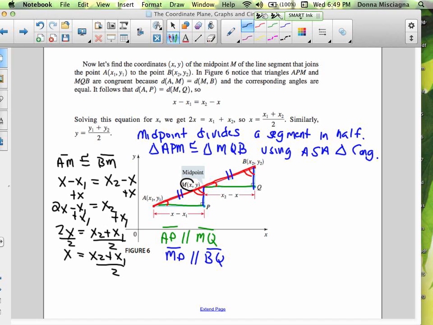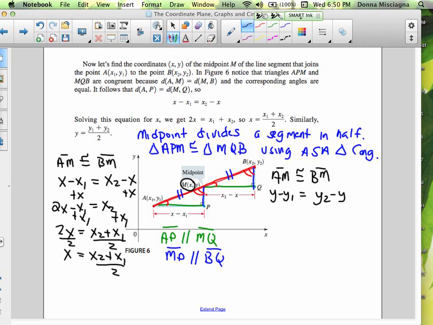So this value here, I'm just going to take whatever x2 is, add it to whatever x1 is, and divide by 2. Well, that gave me what x is, but I also want to know what y is. All right, so remember, though, AM is still congruent to BM. All right, so let's subtract the y coordinates. And we don't want to use absolute value bars, so let's go in the right directions, large minus small. So AM would be y minus y1. And BM would be y2 minus y.